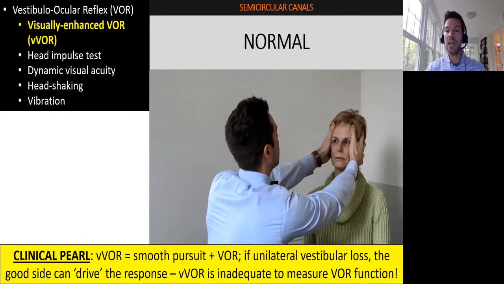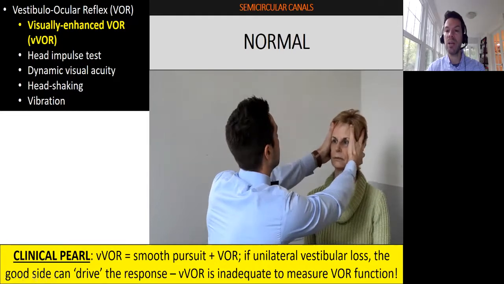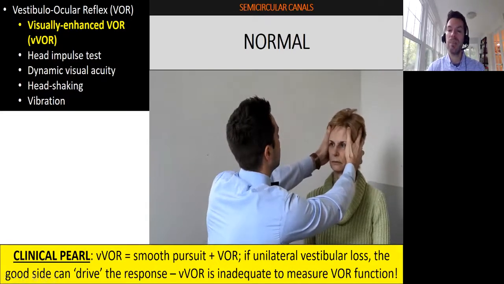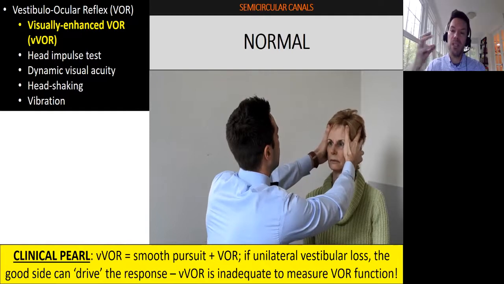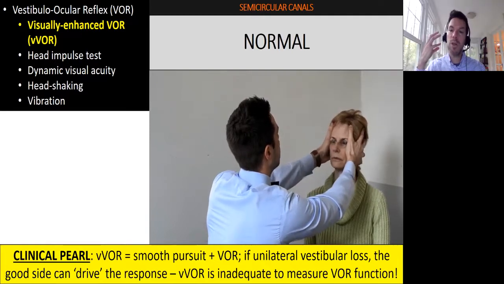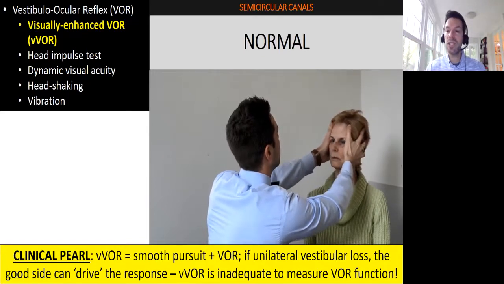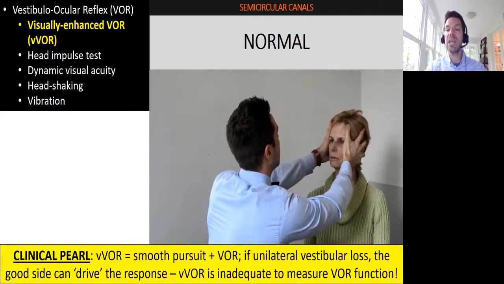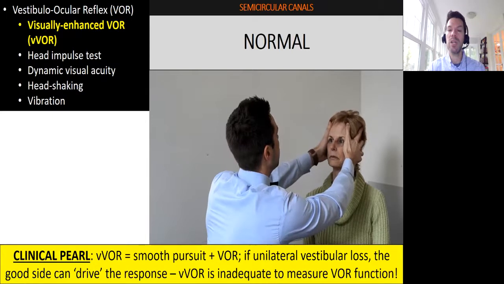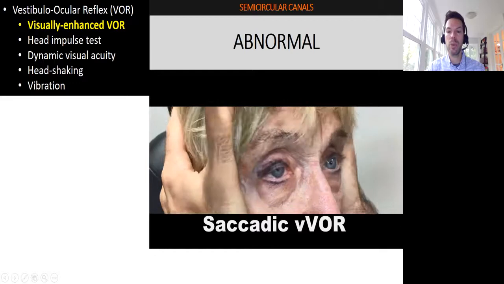And if the patient had a completely normal vestibulo-ocular reflex but an impaired pursuit system, the patient could compensate for the impaired pursuit with the intact VOR. The other thing to know is that if somebody has acute unilateral vestibular loss due to vestibular neuritis, for instance, the good side can actually drive the response if you're moving the head this slowly. So you really need to isolate the VOR, the vestibulo-ocular reflex. You really need to do a high frequency head impulse test, which we'll go into shortly.